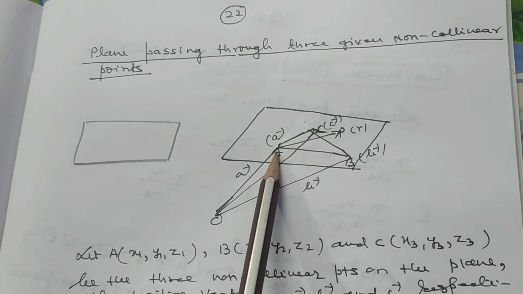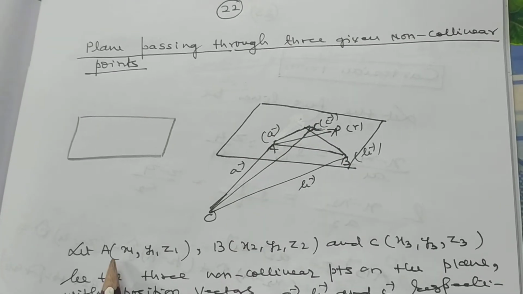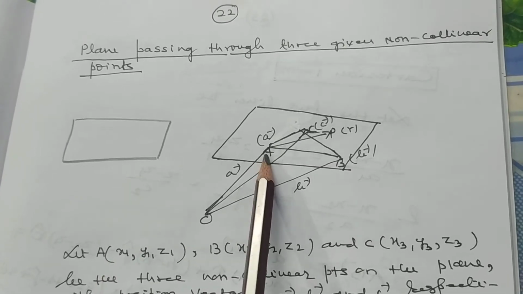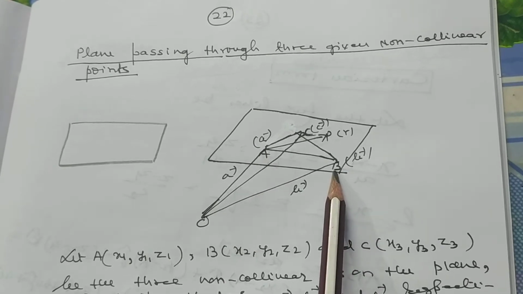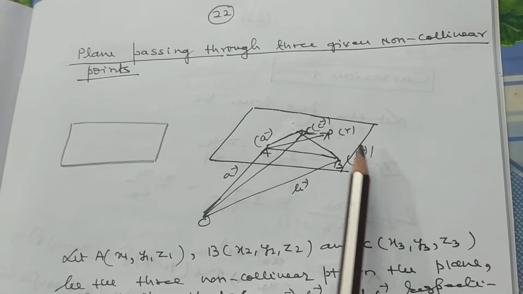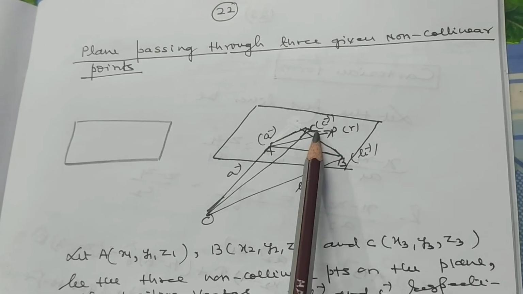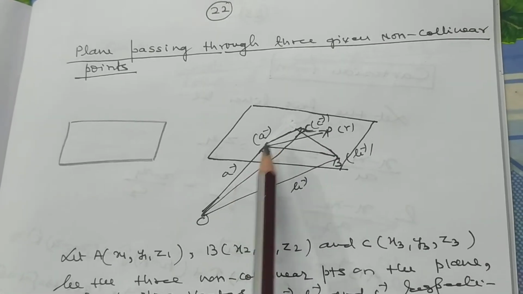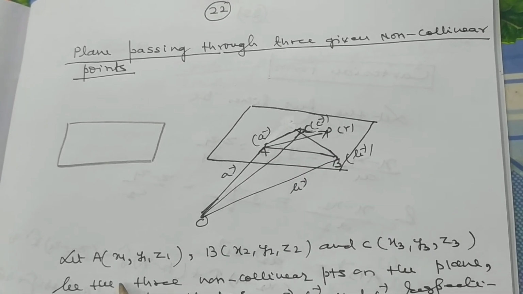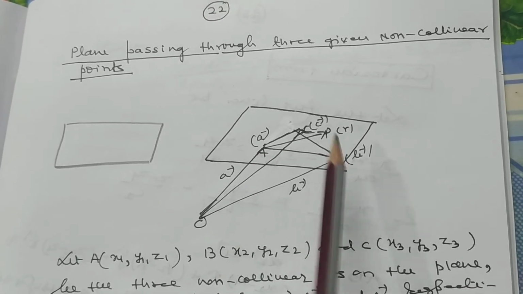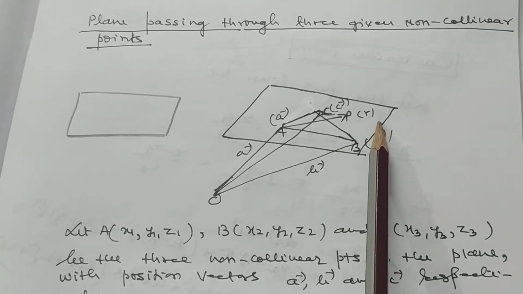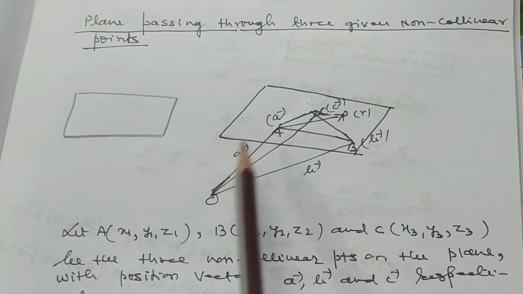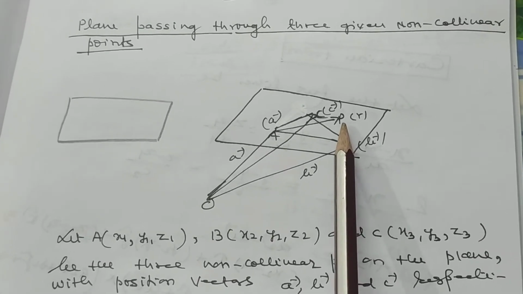see the concept. A, B, C are 3 non-collinear points. The position vector of capital A is small a, of capital B is small b, and of capital C is small c. So OA, OB, OC are the position vectors of these 3 non-collinear points. And we take any point in the plane whose position vector is r.